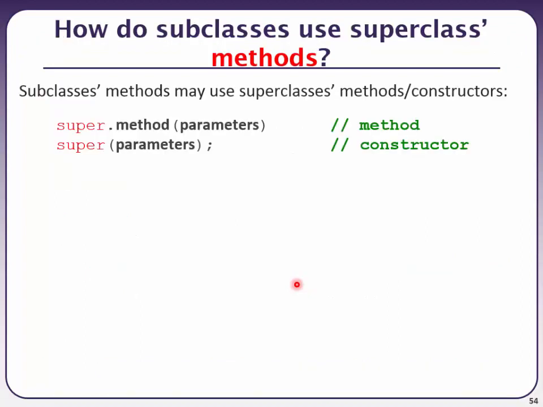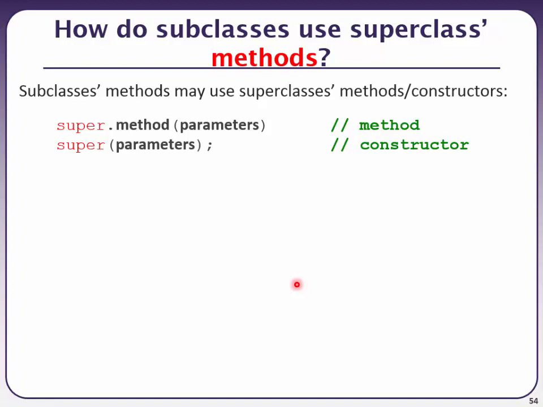So let's talk now about how our subclasses are going to be able to use the code that we defined in our superclasses. We said that the whole point of inheritance is we don't want to repeat ourselves, we want to share code. Okay, so let's say that we are writing that lawyer subclass or that secretary subclass.